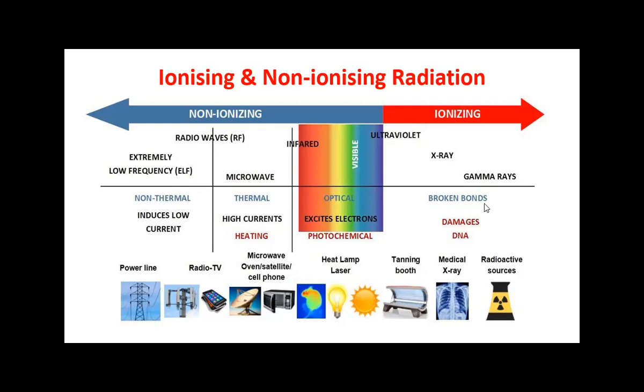Under the ionizing radiations, the main areas are ultraviolet rays, X-rays, and gamma rays, which cause broken bonds, that is, damaged DNA, which may result in different diseases. As far as non-ionizing and ionizing are concerned, we have to focus on ionizing radiations, because the health effects are more severe than those of non-ionizing radiations, right?